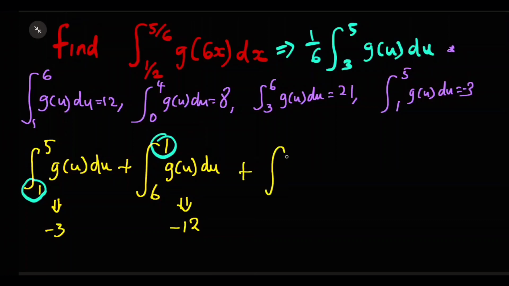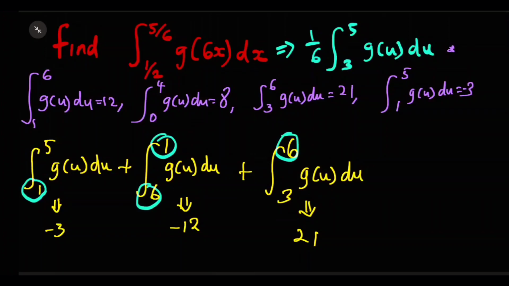So I have going from 6 to 3 g(u) du, which gives 21. So with this it cancels, and I am left with my integral from 5 to 3 of g(u) du, and the value of this, I have minus 3 plus minus 12, which is minus 15, plus 21, which equals 6.